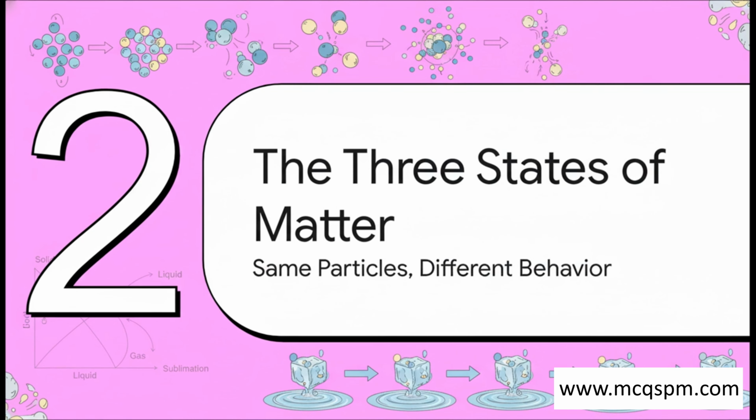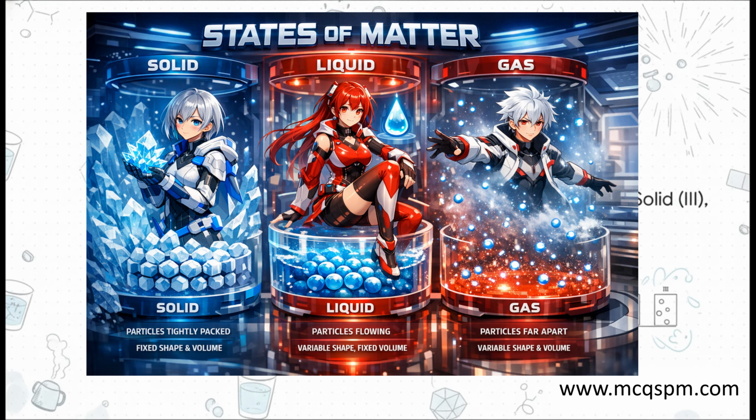Now here's where it gets really cool. You take these same particles, atoms, molecules, whatever, and depending on how much energy they have and how they're arranged, they can act in completely different ways. And that, my friends, is what gives us the three states of matter. This diagram tells the whole story.